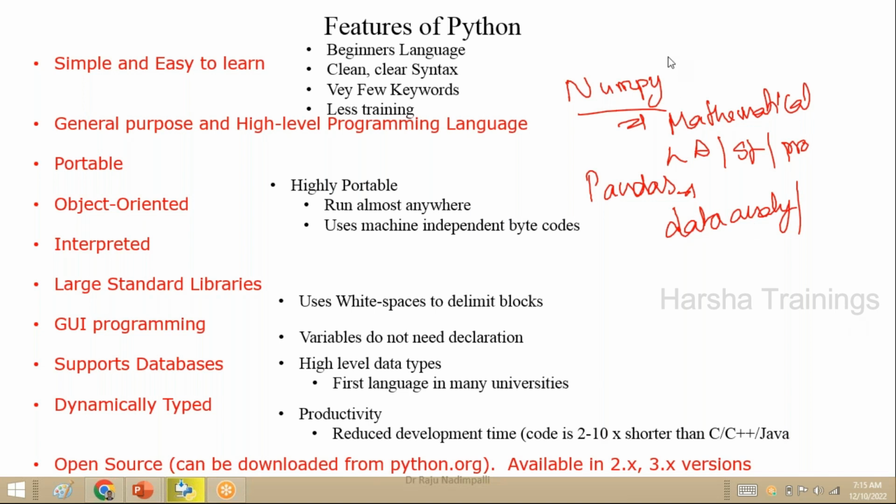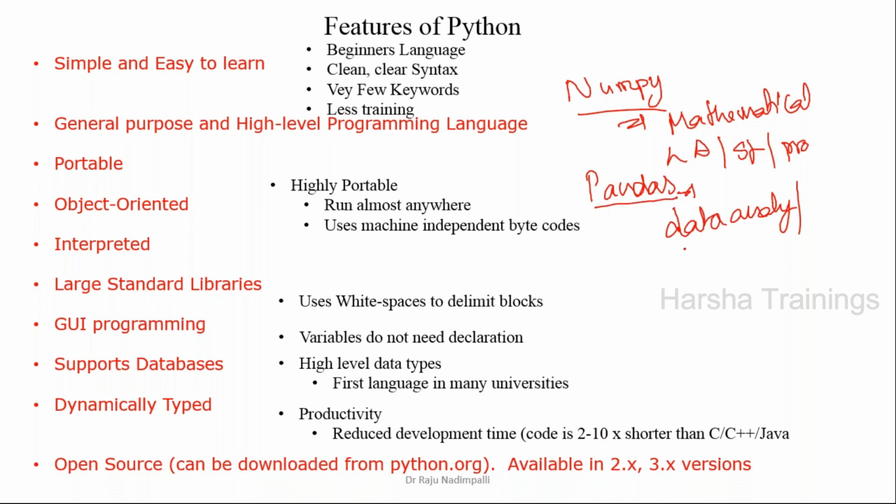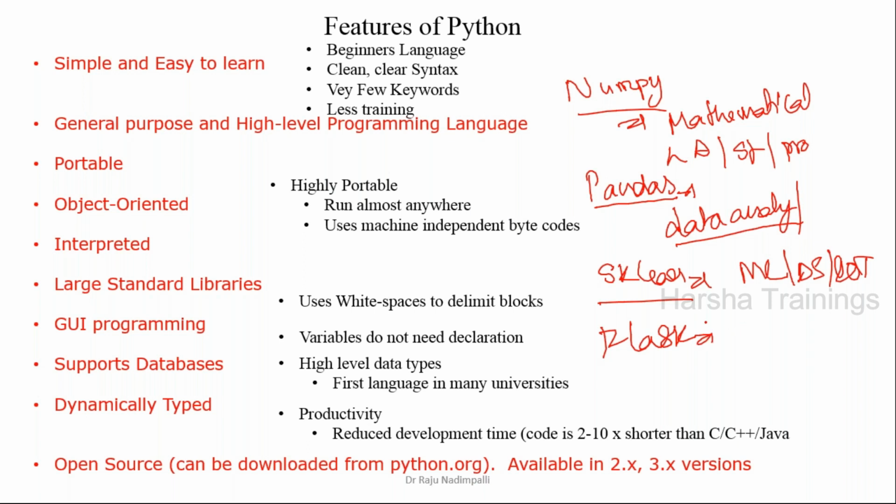Sorry for that. Now there is one more library called Pandas, which is used for data analysis. Next, scikit-learn, sklearn. This is a library used for machine learning or data science applications. We can also develop some sort of IoT applications. Flask is a library which is used for web application development. Django is a library which is used for web development. Like this, there are large standard libraries.